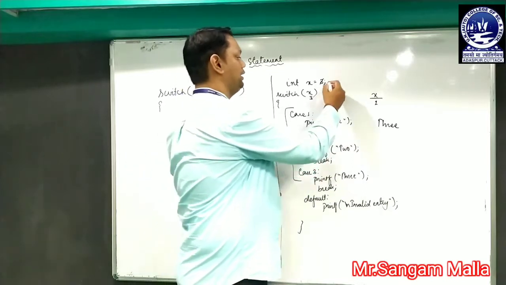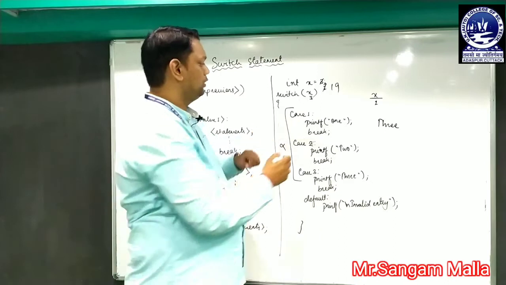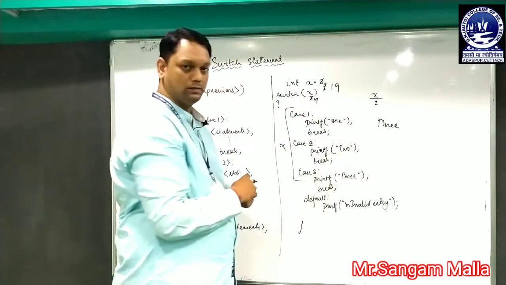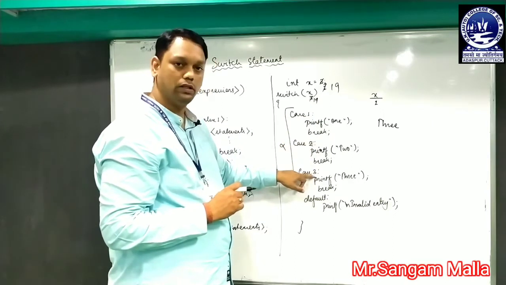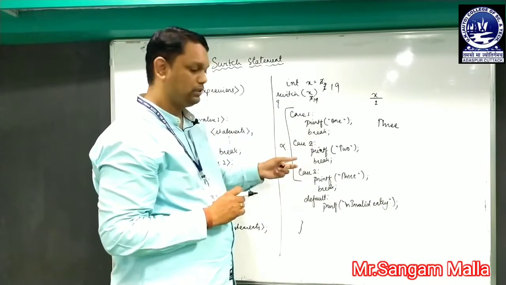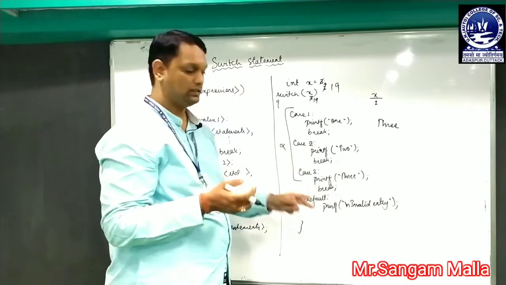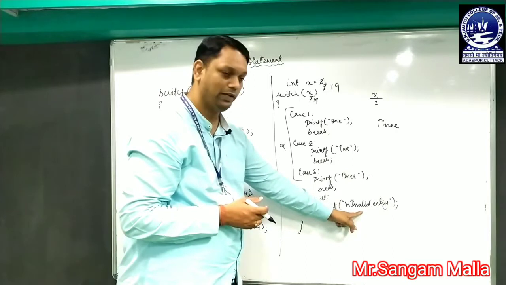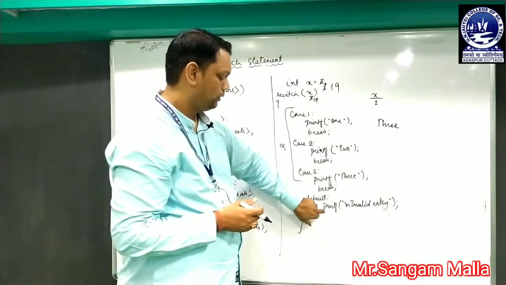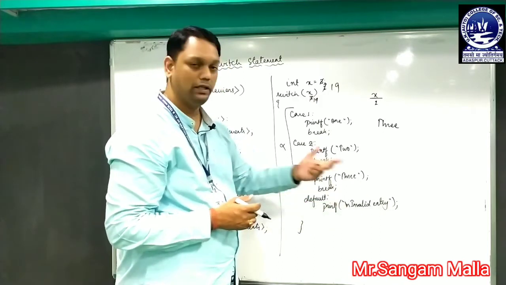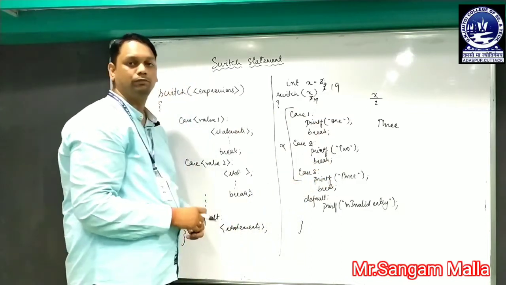Let us say I have written x equal to 19 or any value. So it will check the expression of x, that is 19. So 19 is not equal to 1, 19 is not equal to 2, 19 is not equal to 3. So when all the case values will return false, it will come to the default value and execute all the statements under the default value. So here I have written invalid entry. So if all the case values will return false, then it will come to the statement under default value and it will execute it. So this is the structure and this is just an example of a switch statement.